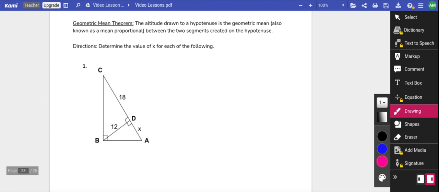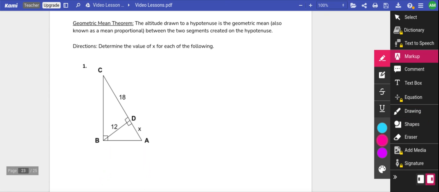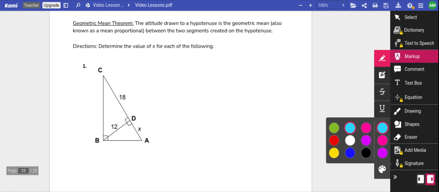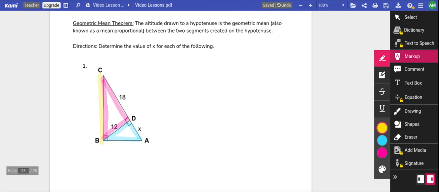Looking at my triangle here, I have three triangles. I have this triangle here on the bottom. I have this triangle here on the side. And of course, I have the big triangle that you can see here in yellow.